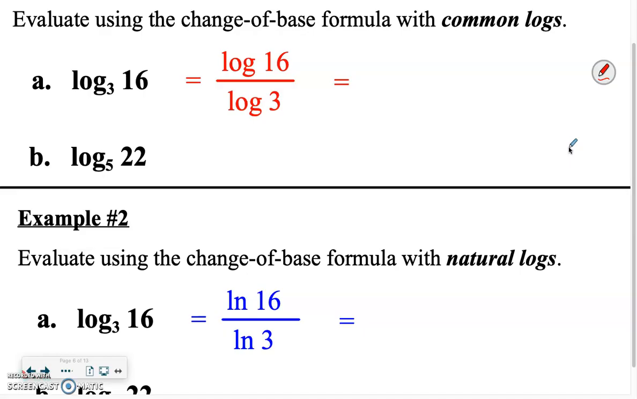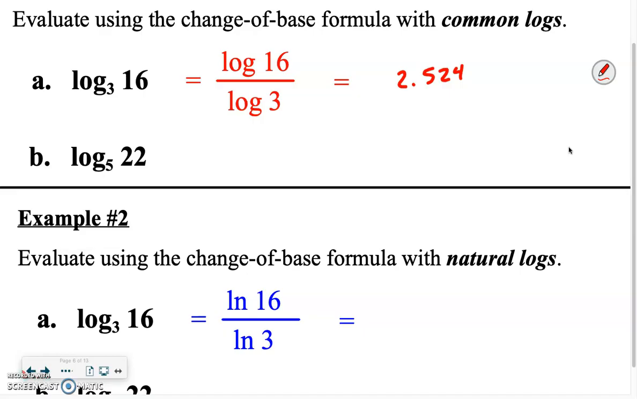If you're sitting there waiting for someone else to calculate this, remember, we're doing it wrong. We want everybody to calculate here, pushing the buttons on the calculator. What's log 16 over log 3, please? 2.524. Perfect, once we round. Okay, what about part B?